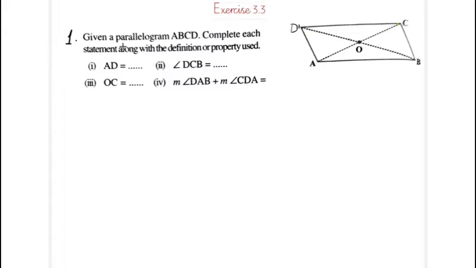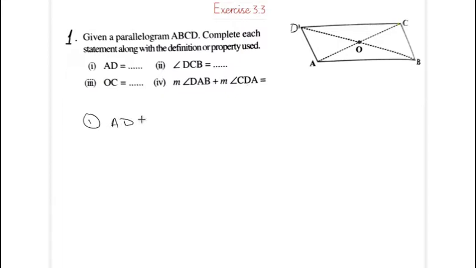Now come to question number 1. Given a parallelogram ABCD, complete each statement along with the definition or property used. That means we have already discussed 4 properties of a parallelogram. We have to use them to solve this question. In this question one diagram is also given, a parallelogram ABCD and 2 diagonals. Now let's get started.